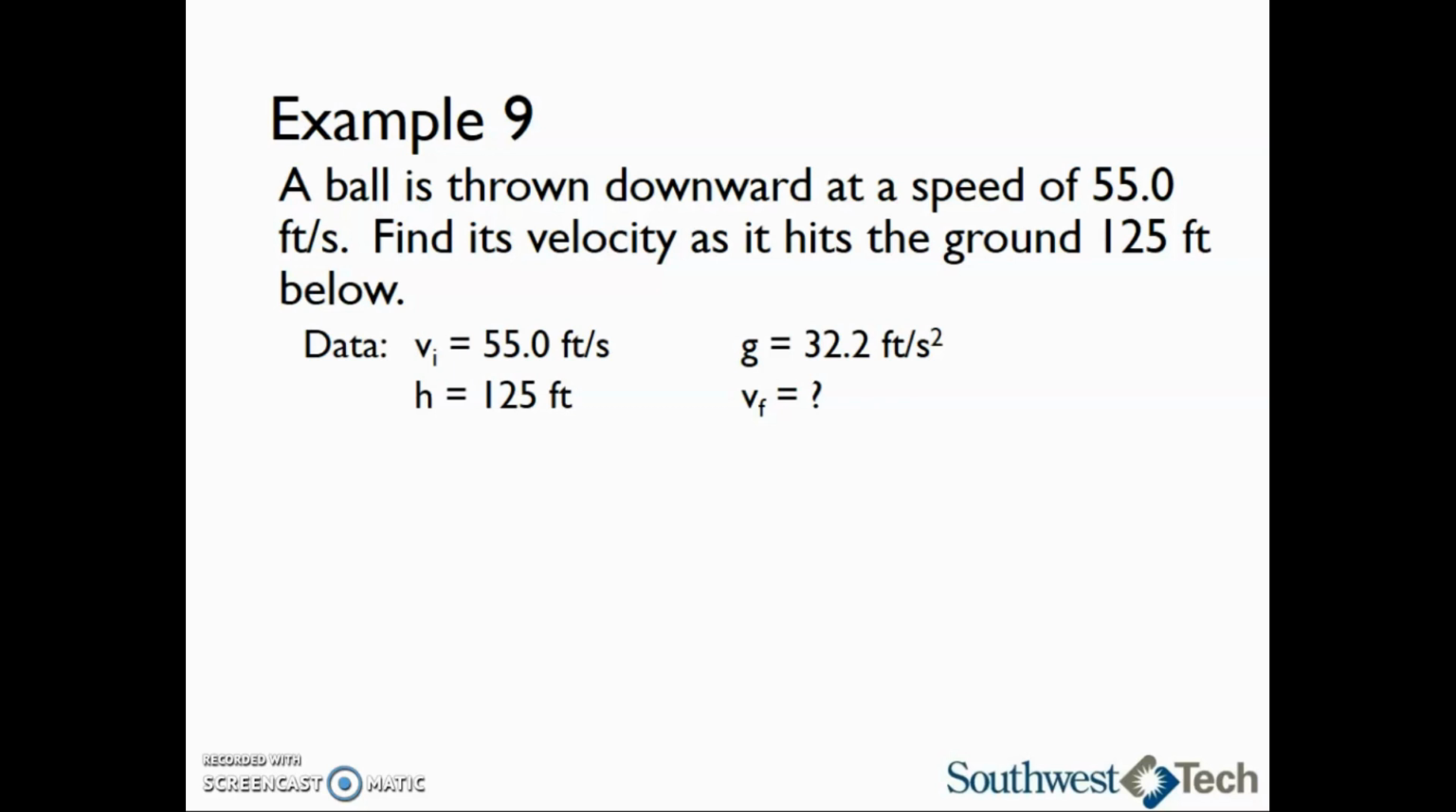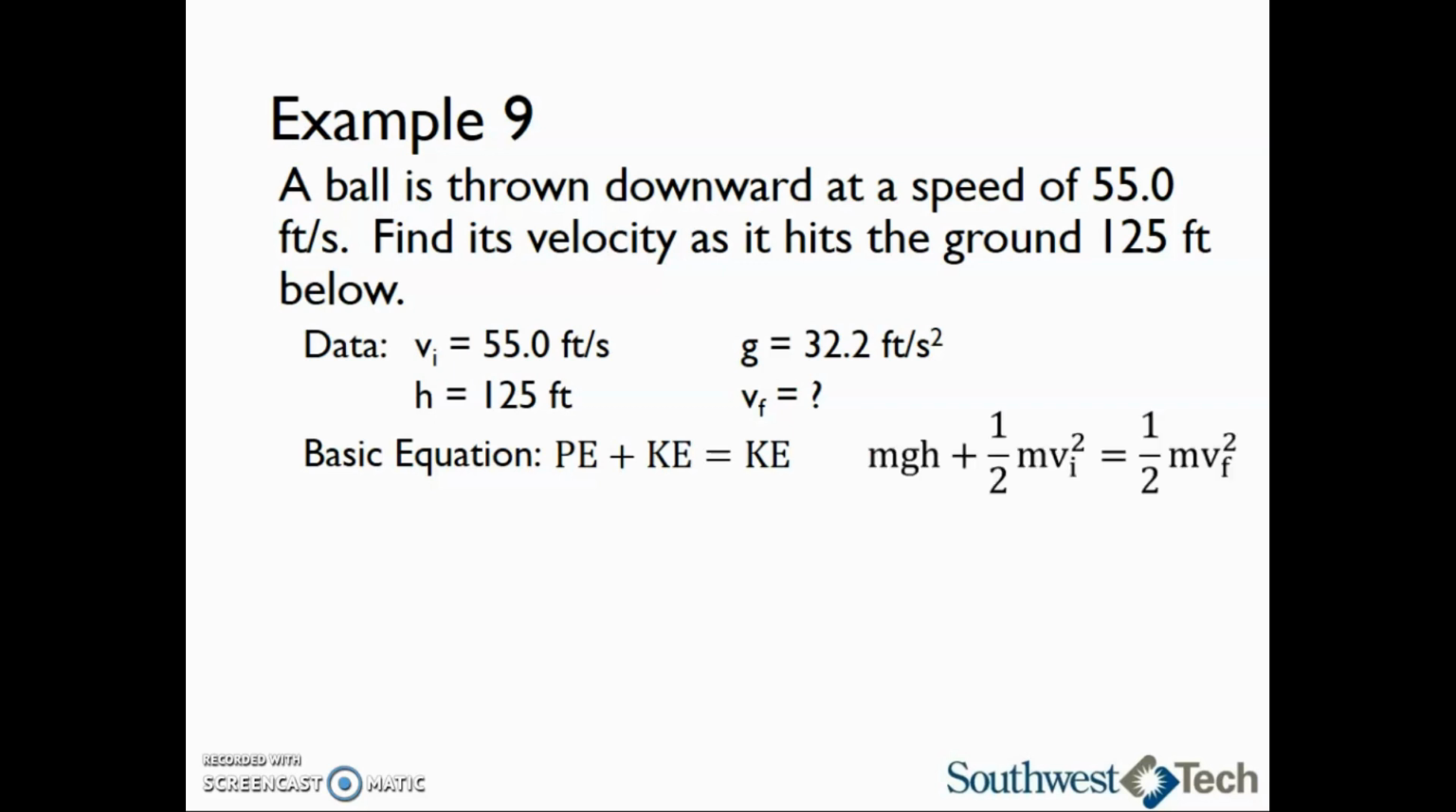In this conservation of energy problem, the ball has an initial velocity. Since the ball is initially moving, it has an initial kinetic energy plus its potential energy. Therefore, our basic equation will be potential energy plus initial kinetic energy equals final kinetic energy. This means that m times g times h plus 1/2 m times vi squared is equal to 1/2 m times vf squared. Since there is mass in all three terms, they will all cancel off, and we are left with g times h plus 1/2 vi squared equals 1/2 vf squared.